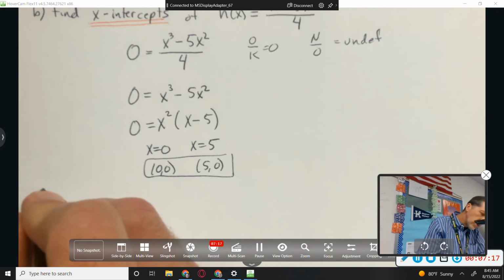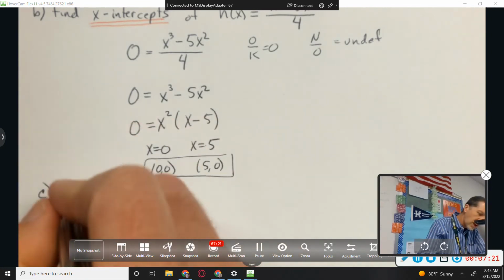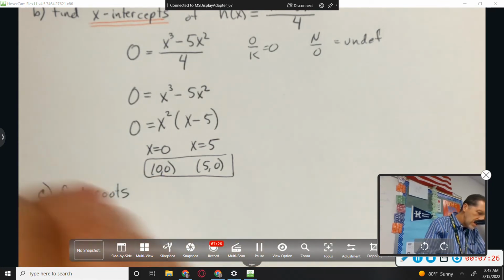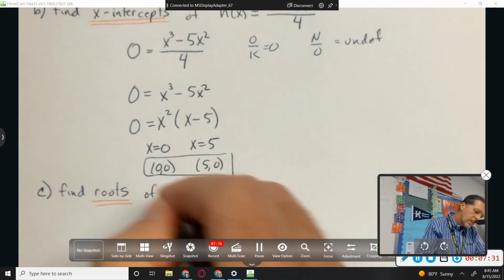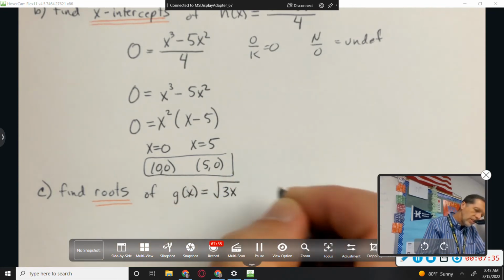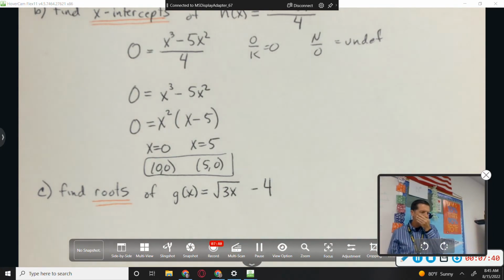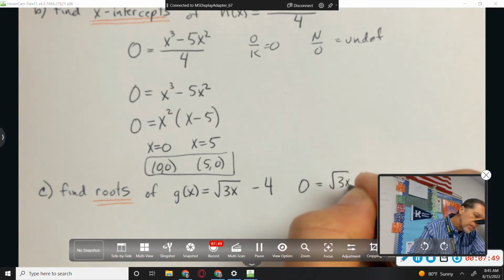Let's do one more. Again, all the examples are primarily to work on solving different types of equations. But we'll hit the third vocabulary word here. Find the roots of g of x equals square root of 3x minus 4. So we set it equal to 0, or set y equal to 0.